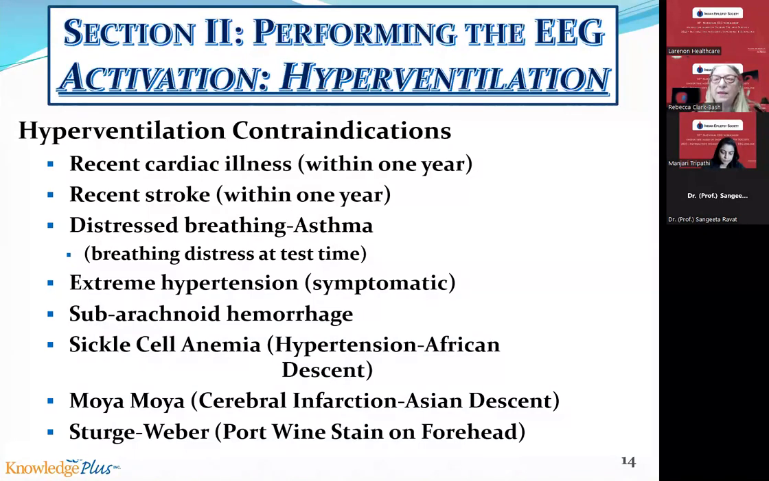If they have recent cardiac illness, and I say within a year, most of those patients are immediately started on an exercise and healthy eating program. They're already walking a mile or two a day. So if they're actively doing laundry, walking outside, they can do hyperventilation. And recent stroke, again, within a year, if they have had a stroke within a year, they're excluded from hyperventilation.